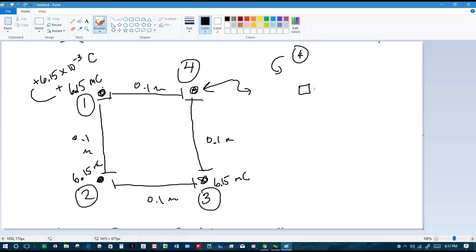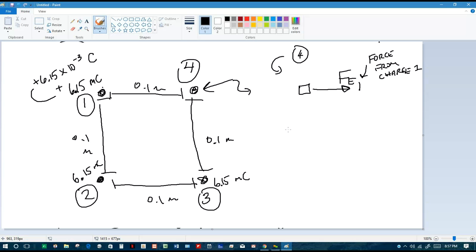Right. Yep. So there'll be an electric force, and I'll label that Fe with a 1 to indicate that force is from charge 1. All right, are you with me? Yeah.